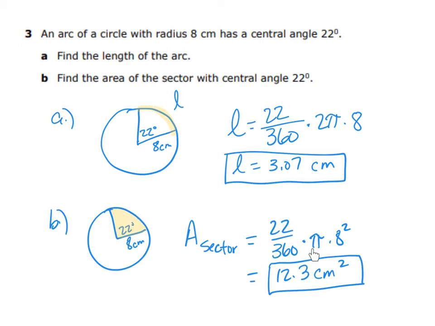You'd find the entire area by taking pi times the radius squared, but I don't want the entire area. I just want 22/360ths of it. So again, this is all arithmetic done on the calculator. Rounded to 3 significant figures would be 12.3 centimeters squared. Notice that arc length is in normal linear units, and the area of a sector will be in square units.